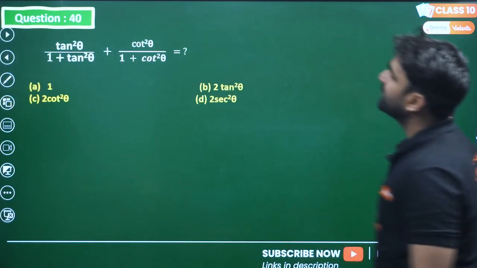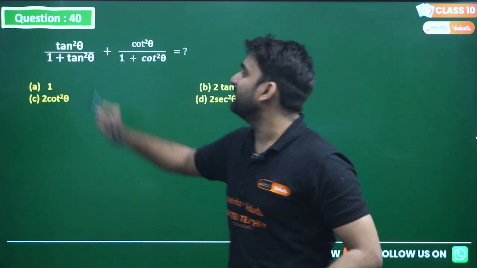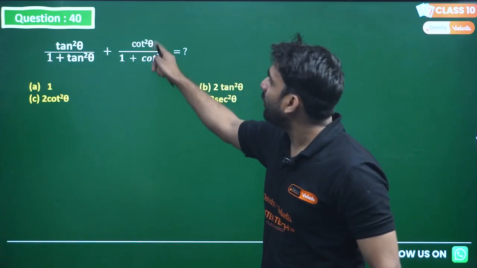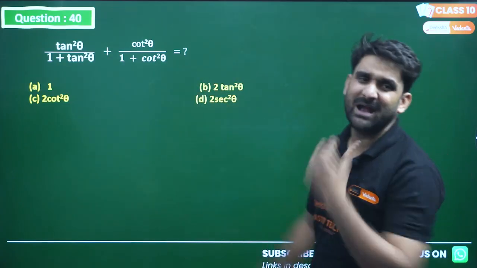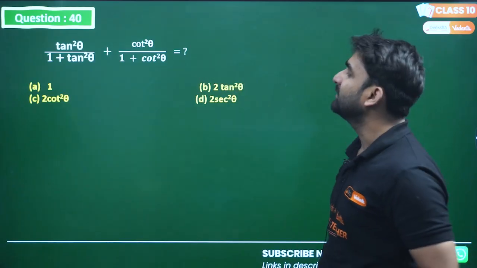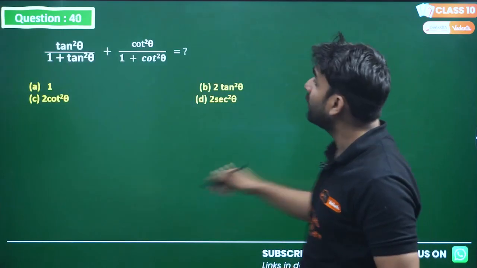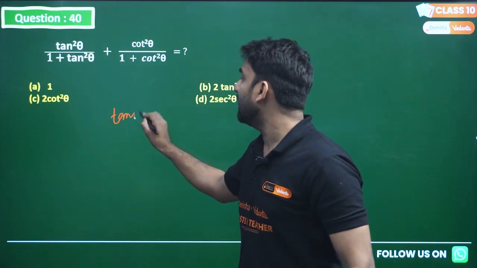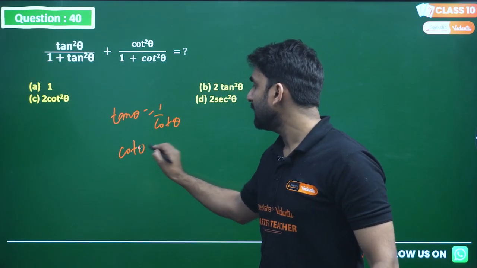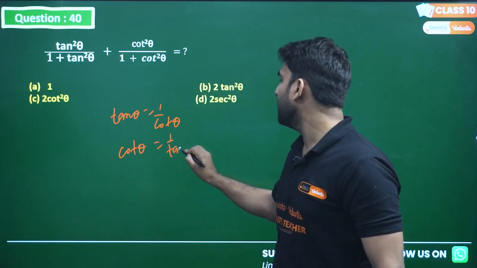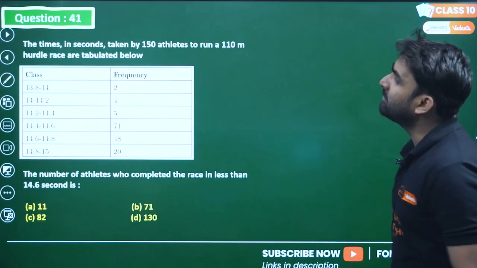Now moving to the next question, number 40. tan square theta by 1 plus tan square theta, plus cot square theta by 1 plus cot square theta. Can you solve this by using algebraic identity? Convert into sine and cos, and by converting into sine and cos, you can solve the question. We also have one more formula: tan theta is equal to 1 by cot theta, and cot theta is equal to 1 by tan theta. We can also use this identity. Solve this question.